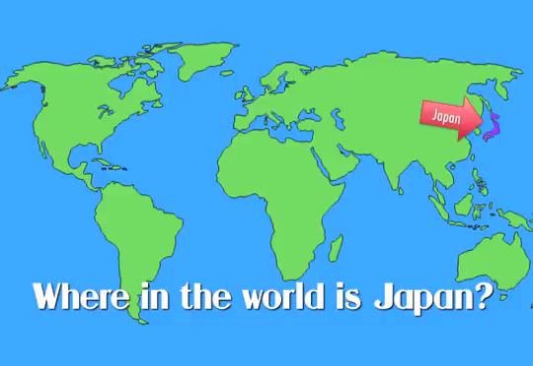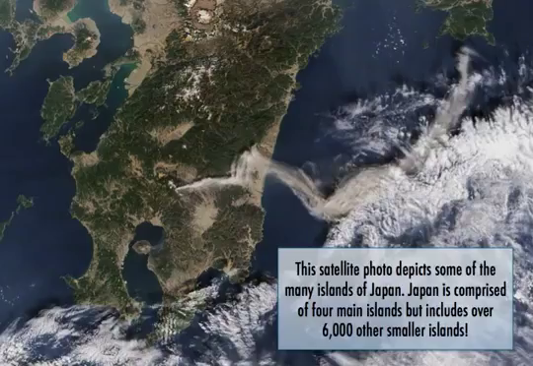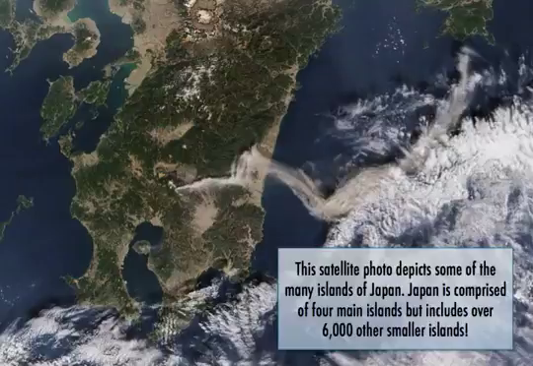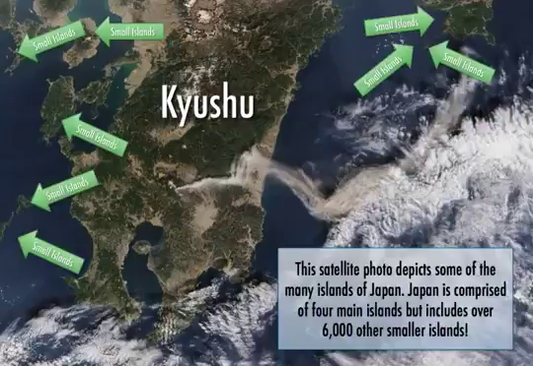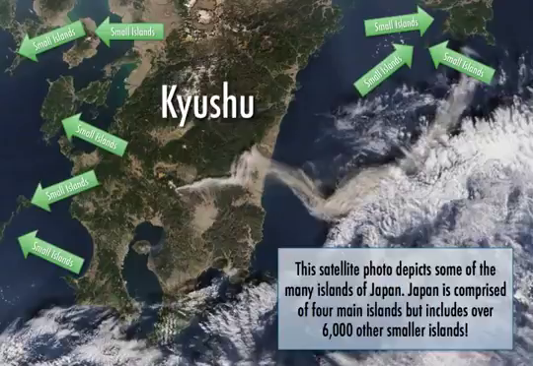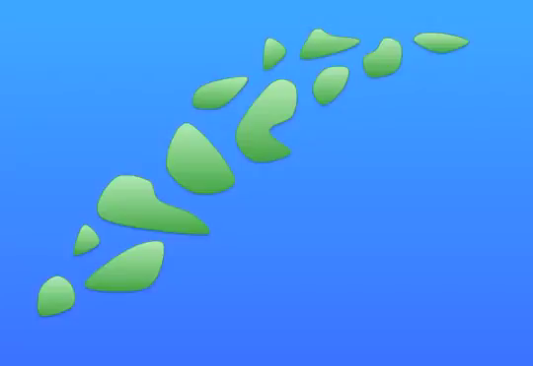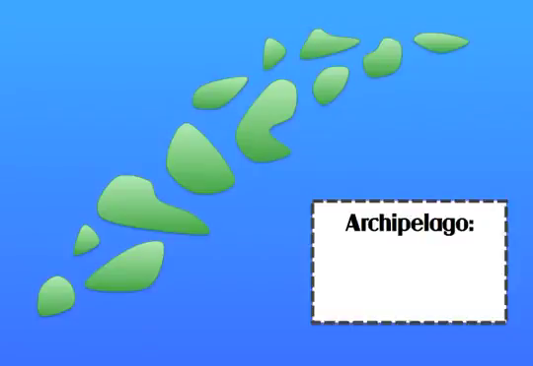Japan is located off the east coast of Asia, near China and Korea. And Japan itself is a series of islands. Now, there are four main islands of Japan, including the island of Kyushu, which we can see in this satellite image here. But there are also thousands of other smaller islands that make up what we know of today as the country of Japan.